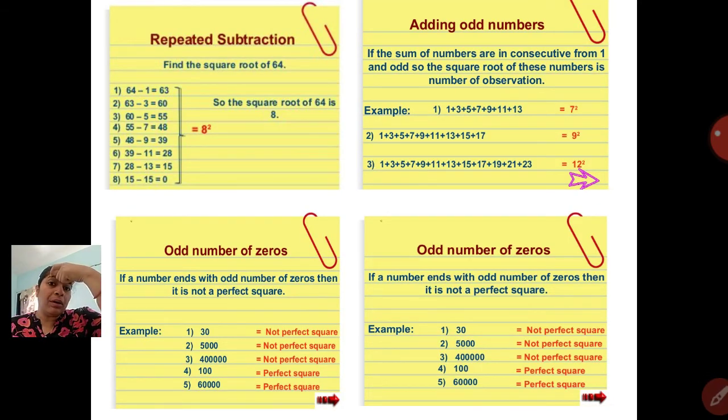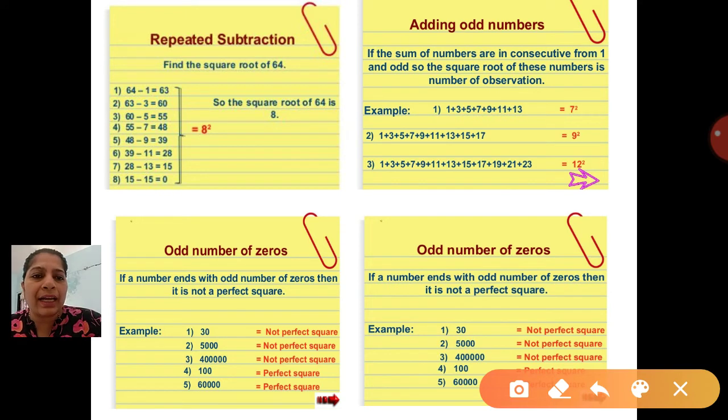Now, we have seen the odd number of zeros. Let us see this slide first. Odd number of zeros: if a number ends with an odd number of zeros, then it is not a perfect square number. Examples are there. If 1 zero, then it is not a perfect square number. Then 3 zeros, then it is not a perfect square number. But with an even number of zeros, 2 zeros, 4 zeros, it will be a perfect square number.